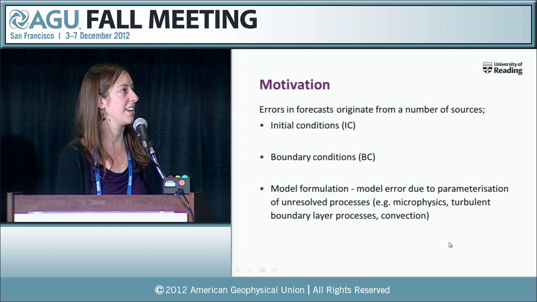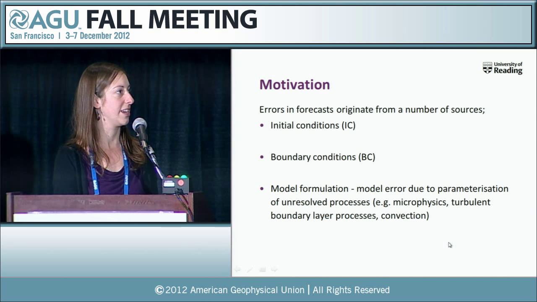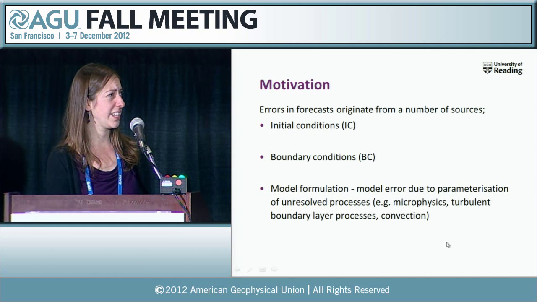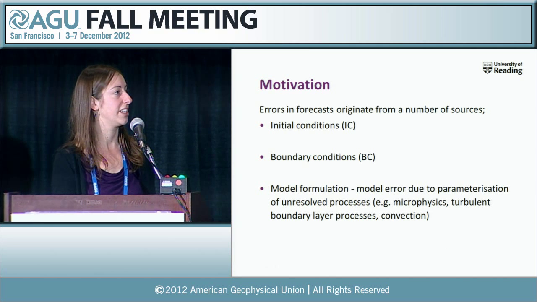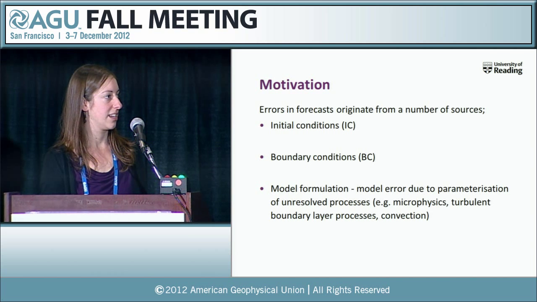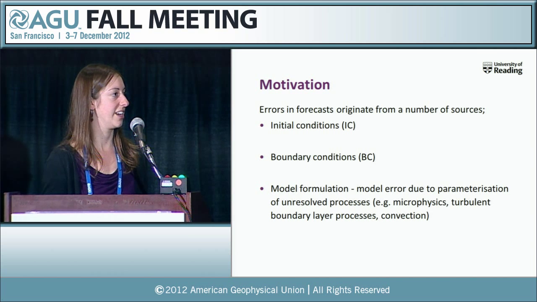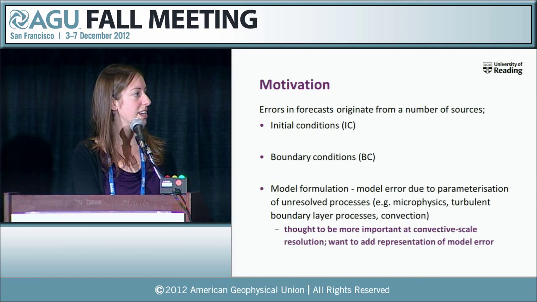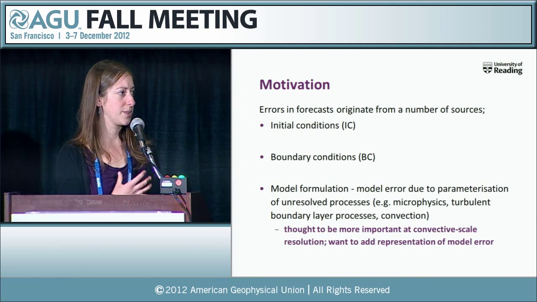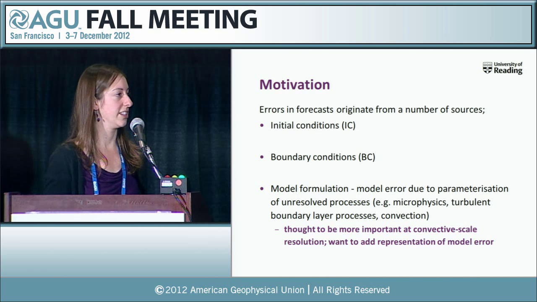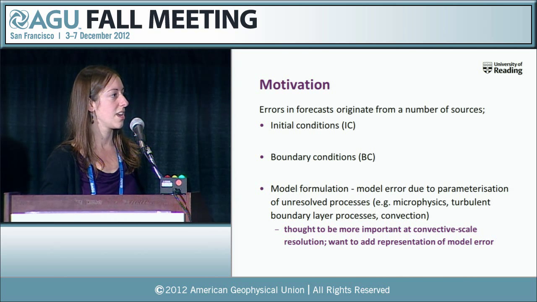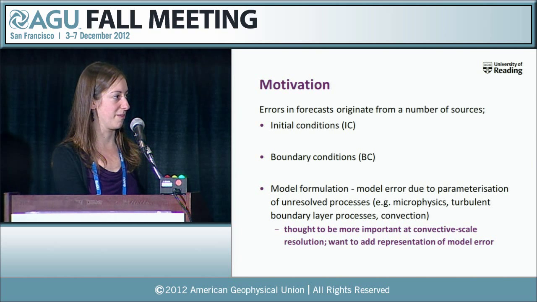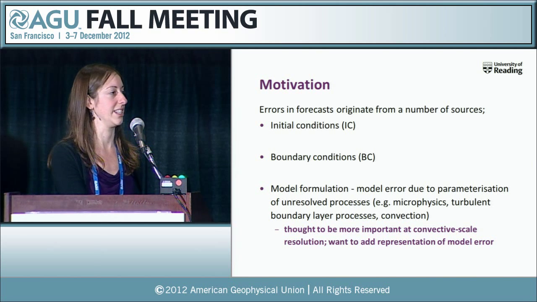In weather forecasts, errors originate from various different sources. These are the initial conditions, the boundary conditions, and model errors, which occur due to the parameterization of subgrid-scale processes. As we go to higher resolution and try to represent smaller scales, model errors become more important. So we want to add some representation of these errors.